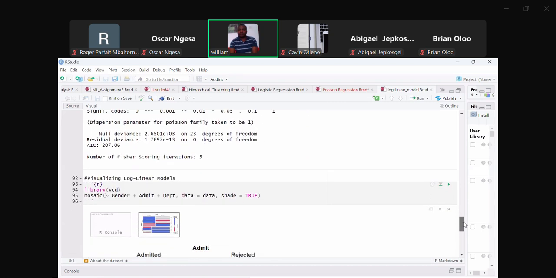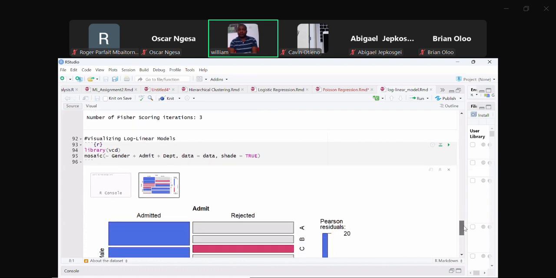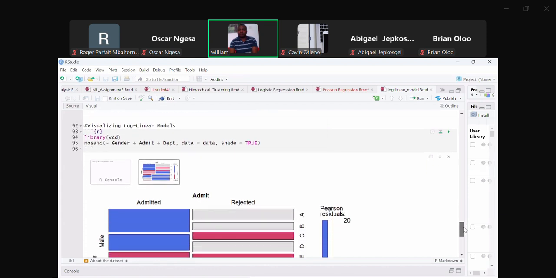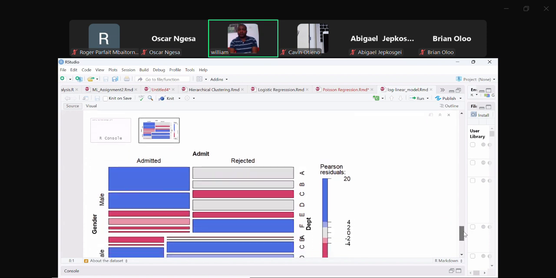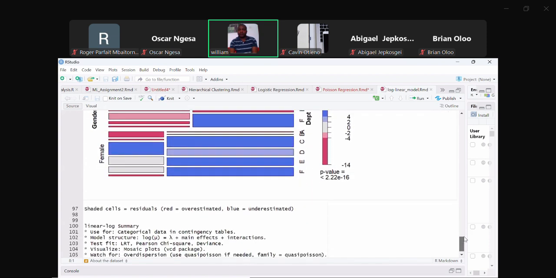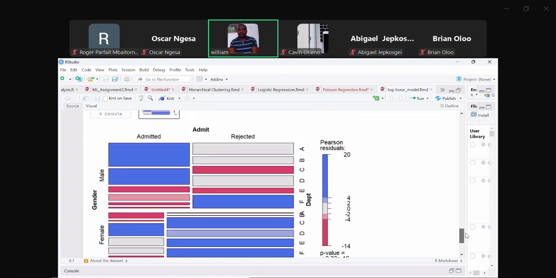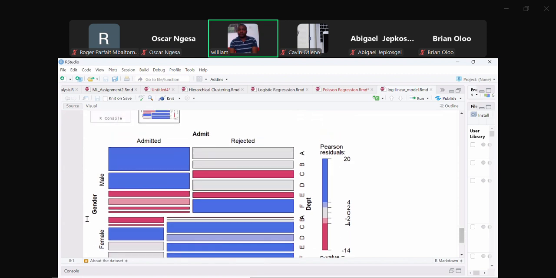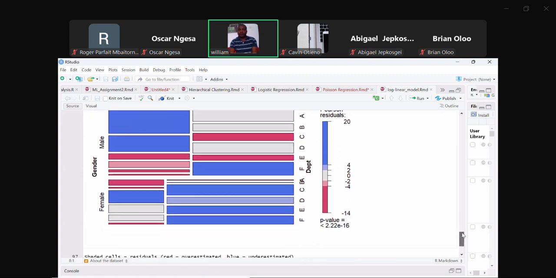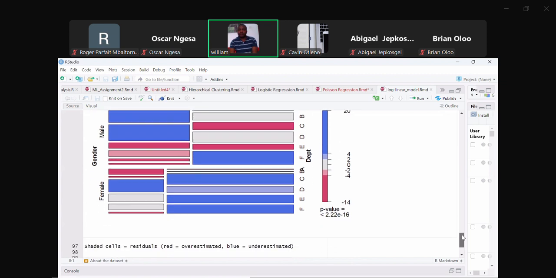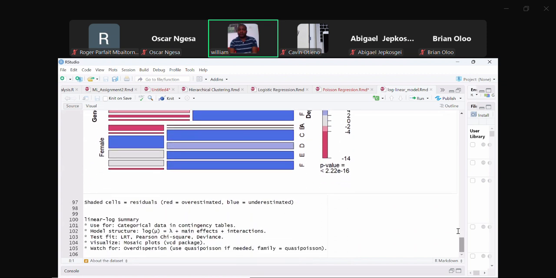Then we also have visualization of log linear models, which we did, but unfortunately, I can't tell exactly how to interpret this. But this is what it says, shaded cells, red is overestimated, blue is underestimated. So when you look at this, we have admission versus gender. And then here we have department.